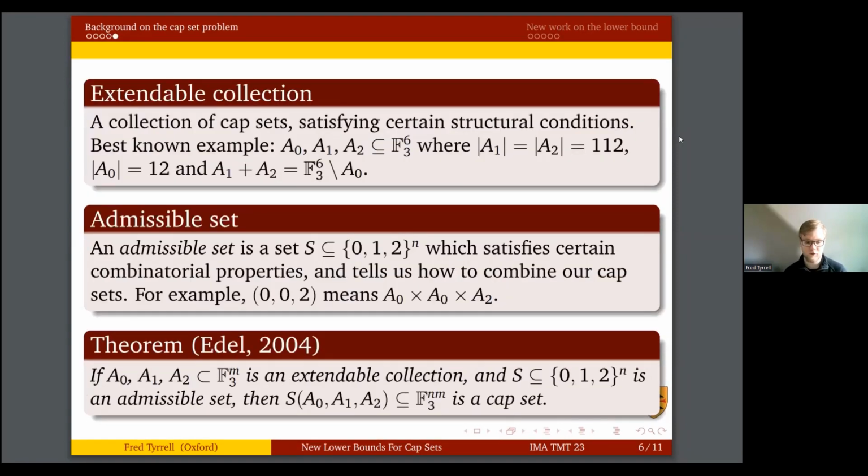Let me briefly mention the previous work on this problem. As is usually the way with all research, the way I did this was first by going to look at the previous research on this problem and working out what they'd done, how they got their result.